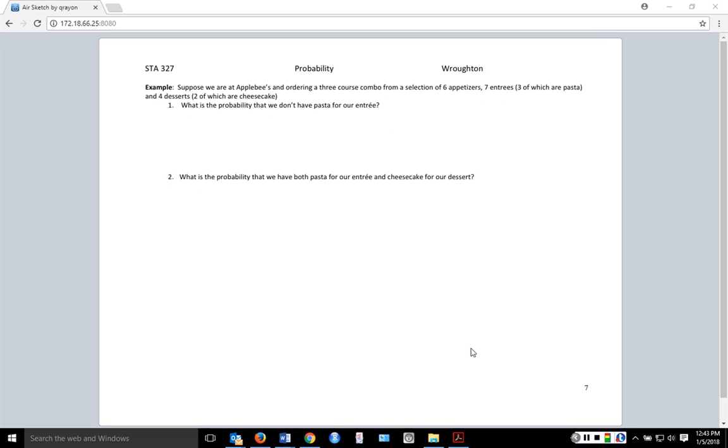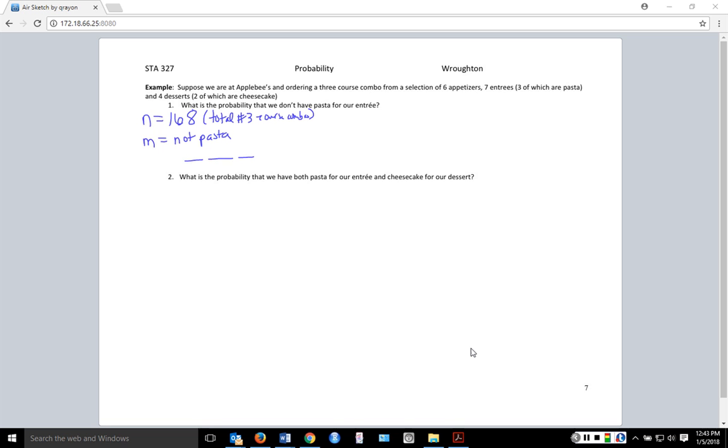Alright, for our next example, we're going into the 3-course combo one here. So we have 6 appetizers, 7 entrees, 3 of which are pasta, and 4 desserts, 2 of which are cheesecake. Now first going back, right, we already found the total number of 3-course combos that were possible. All we have to do now is figure out what the actual problem is asking. So we want to find the probability that we don't have pasta for our entree. Alright, so that's all I'm trying to find.